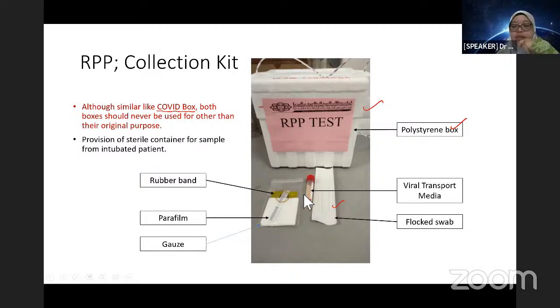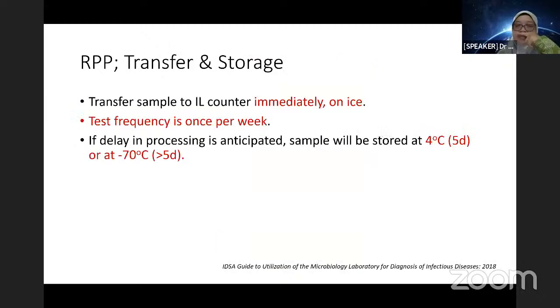Okay, on top of the VTM, you can also put fluid specimen inside a sterile container, especially for intubated patients where you want to provide endotracheal aspirate or bronchoalveolar lavage fluid.